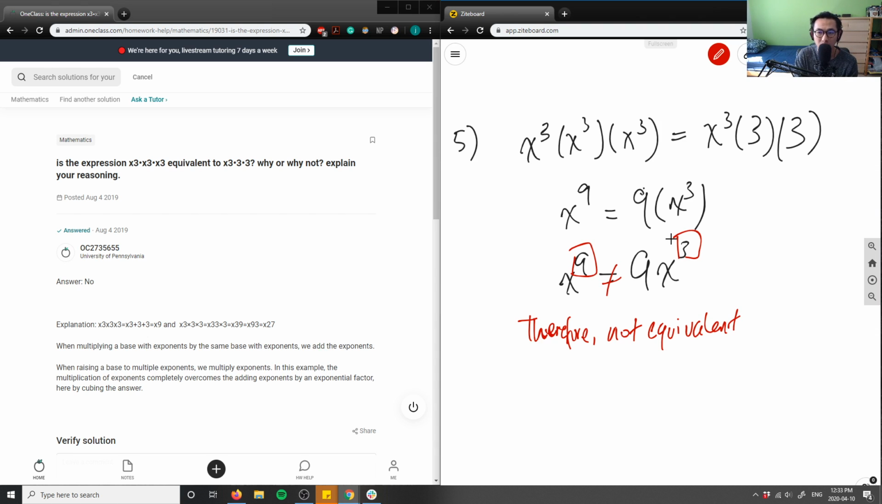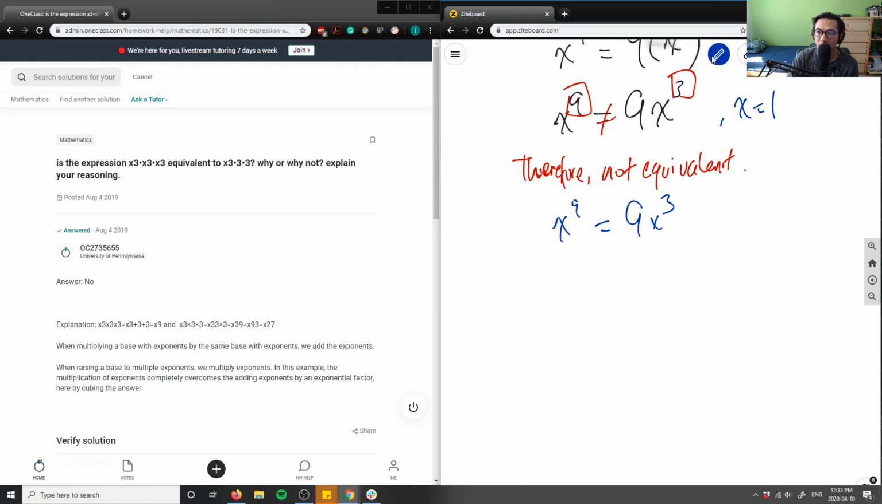I have one that's a different exponent. This one's a different base as well. This is x and this is 9x, right? Therefore, they're not equivalent. And what we can do is actually plug that in, right? For example, we can check this by saying, what if x equals 1? So we can do x to the power of 9 equals 9x to the power of 3, and we can substitute 1, right? So 1 to the power of 9 equals 9 times 1 to the power of 3.